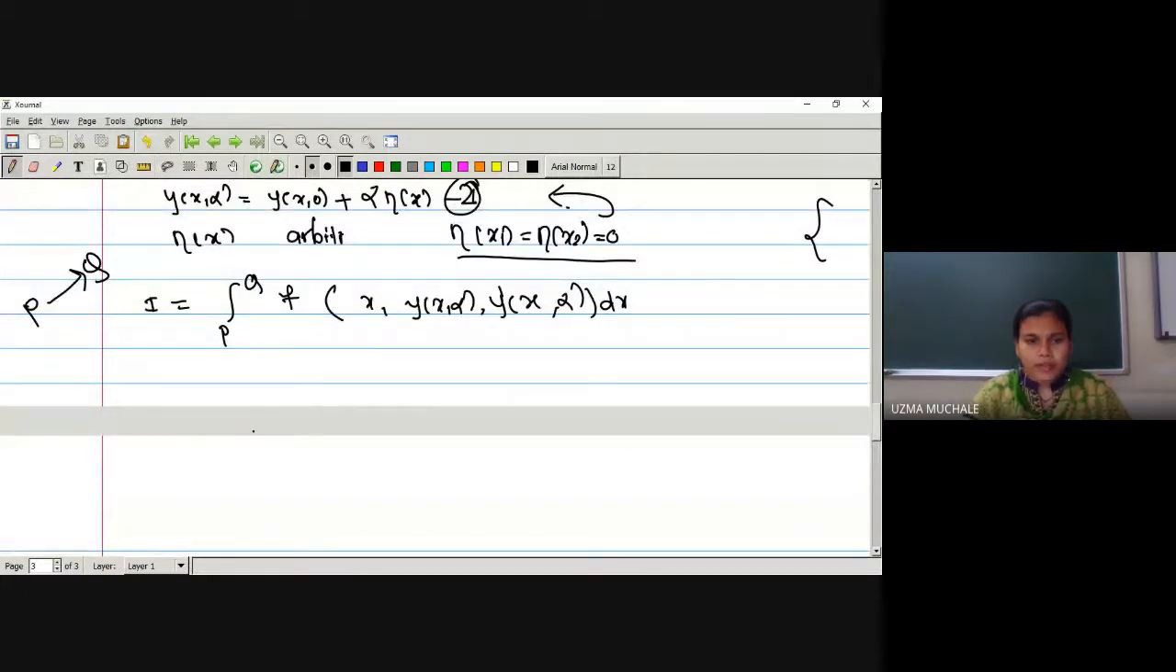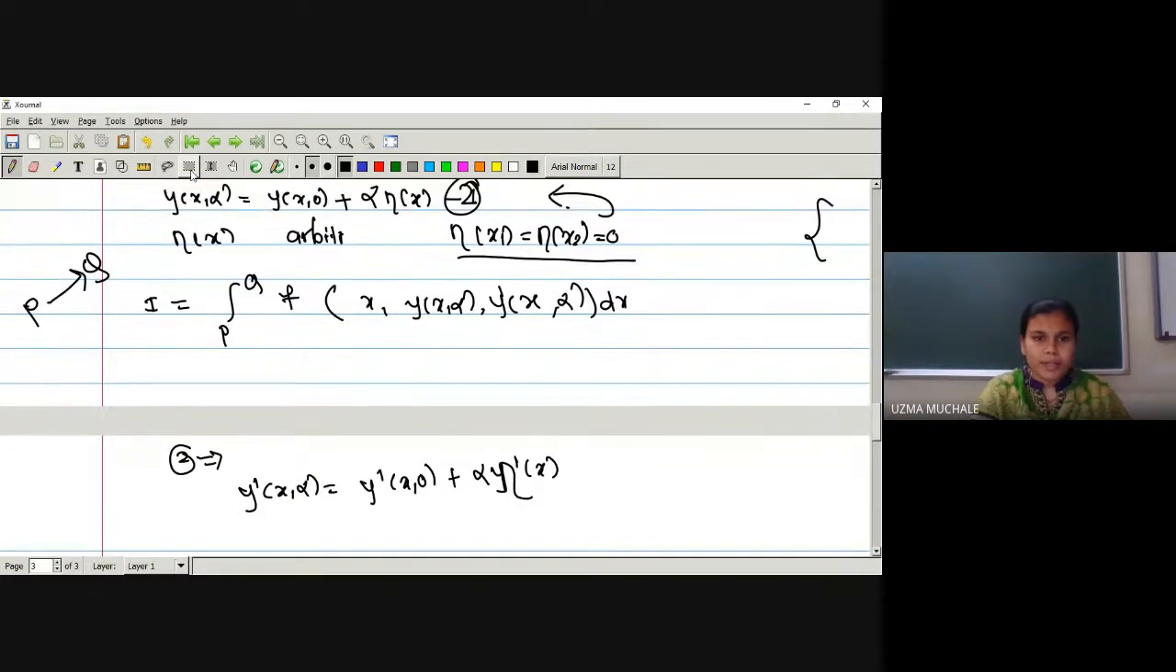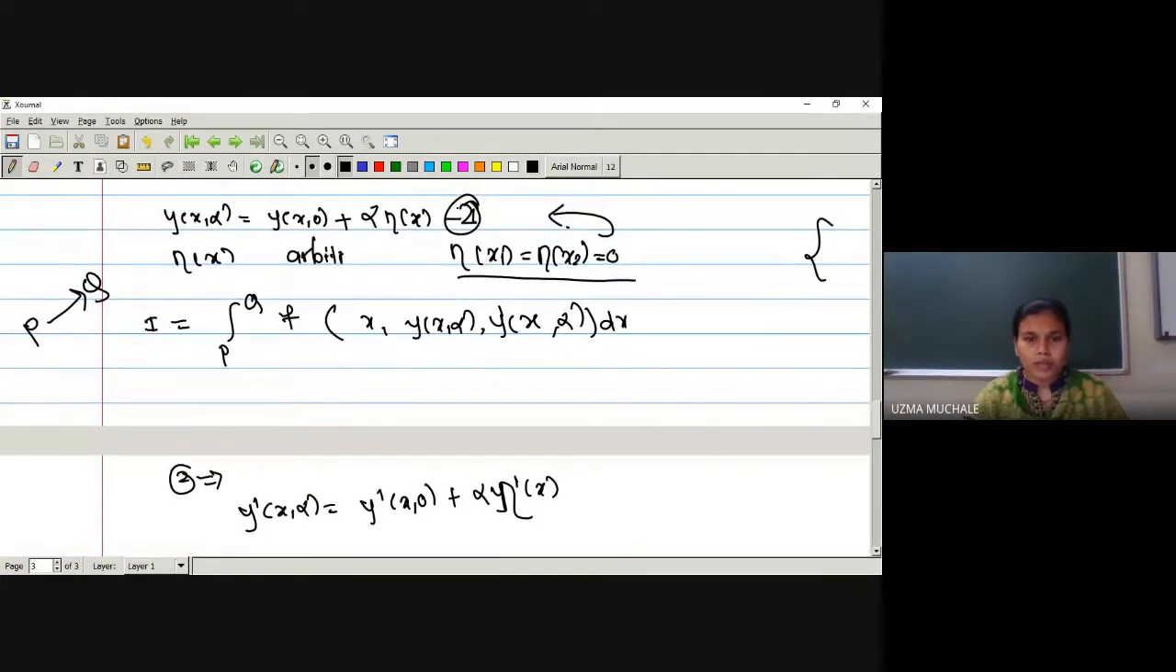So now we'll find out the value of the integration. Here y dash is also given, so that's why we will differentiate equation number 2 and find the value of y dash of x, alpha, which is equal to y dash of x0 plus alpha times eta dash of x. Simply, we have found the derivative of equation number 2, because in this integration we need y dash.